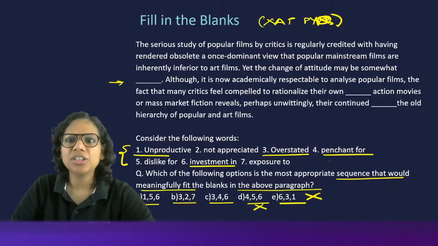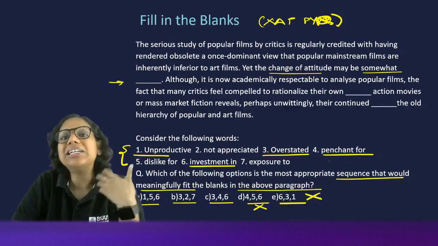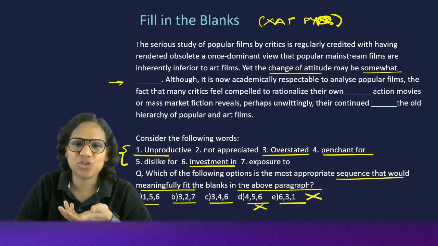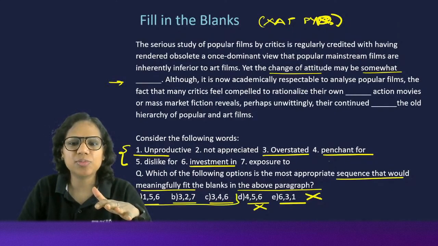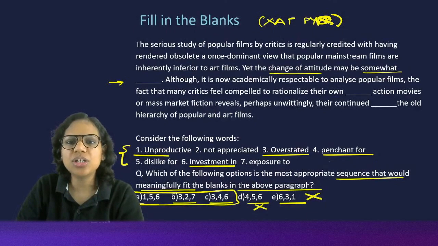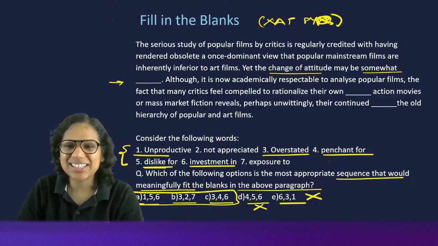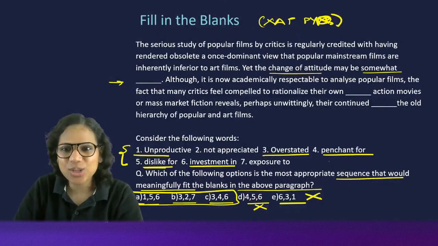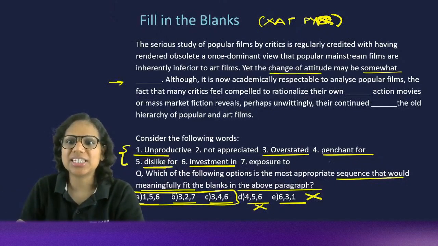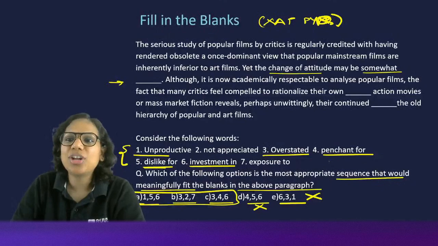Now between 1 and 3, the change of attitude may be somewhat dash. People claim that their attitudes have changed, but this may be somewhat overstated. Their attitudes may not really have changed. And even if you're unable to figure it out from the first blank, you can always look at the second one. Although it is now academically respectable to analyze popular films, the fact that many critics feel compelled to rationalize their own dash action. So the critics feel compelled to justify, to rationalize their own liking for action movies.